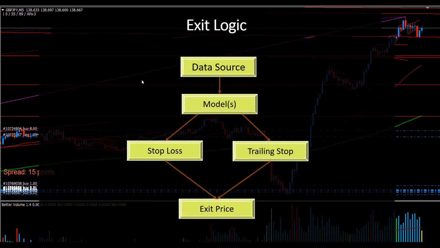of a trading strategy. So here again, you will have your same data source. You may use the same model, but likely you'll use some different models for deciding when to exit. And then the two simplest ways of exiting are a stop loss. So if a trade is going against you by a certain amount, you will exit it. Similarly, you may have a trailing stop. And then that will generate an exit price.